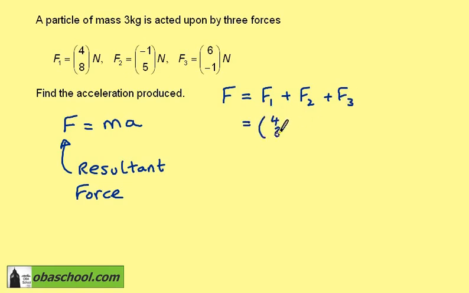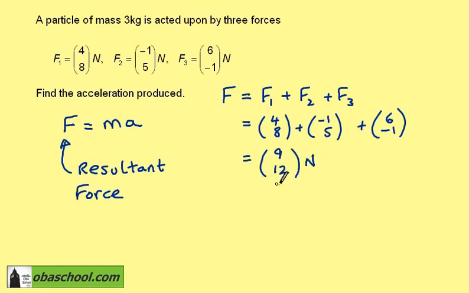So that will be 4i + 8j added to -i + 5j added to 6i - j. This gives us 10 take away 1, which is 9, and 13 take away 1, which is 12. So the resultant force acting on the particle is 9i plus 12j newtons.